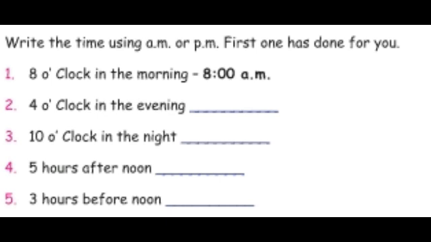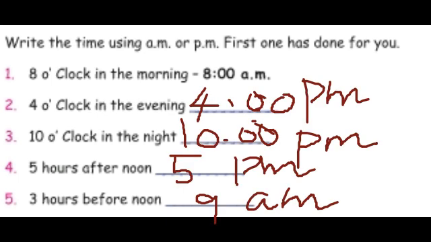Now based on that we can have some activity here. Write the time using AM or PM. One has been done for you. The first one is 8 o'clock in the morning. Morning means, as I said now, AM. Afternoon means PM only we should say, isn't it? So now 4 o'clock in the morning, 8 o'clock in the morning, 8 a.m. 4 o'clock in the evening, that is 4 p.m.